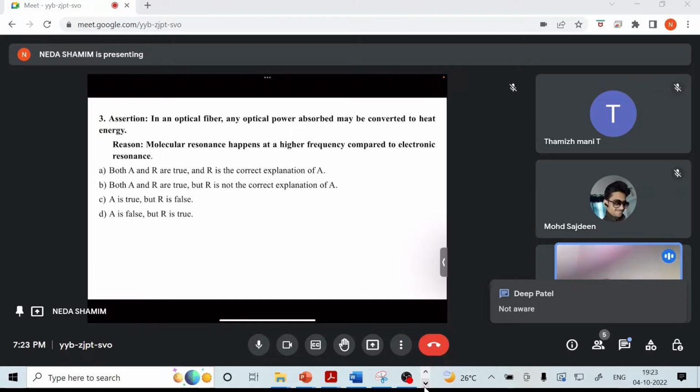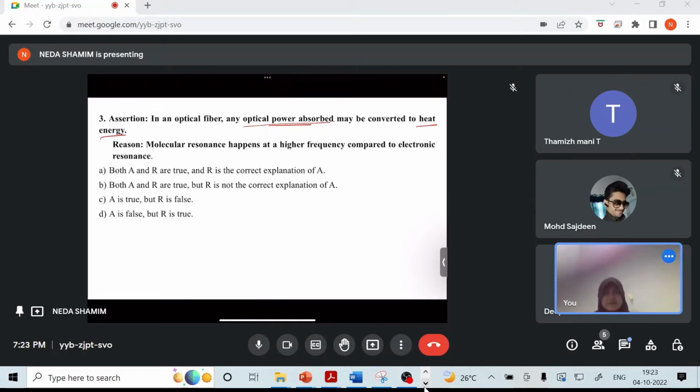Okay, I'll tell you. In an optical fiber, we know that there is attenuation in certain wavelength range. In certain wavelength range, there might be scattering. But we are talking about absorption. In certain wavelength range, like beyond 1.6 micrometers, there is infrared absorption. So certain wavelengths get absorbed, and the energy associated with that can be converted to heat energy. So absorbed power can be converted to heat energy.